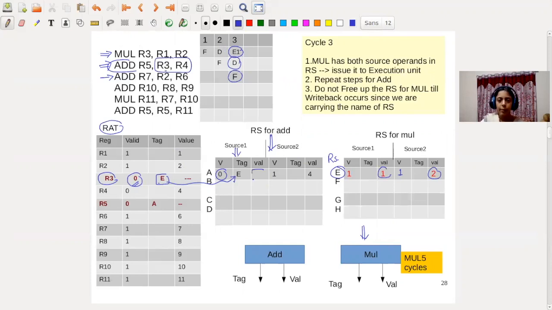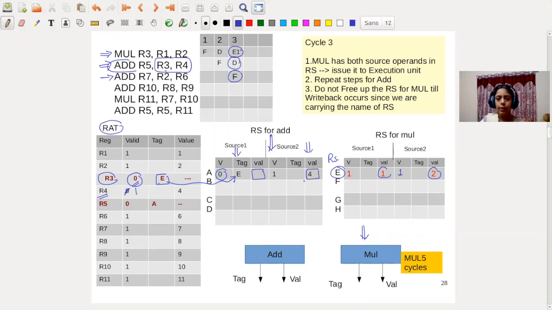And its value is not updated because it is not computed. The source 2 is R4. Now R4 is again checked in the RAT. It has a valid value here. This should have been 1 here. And the valid value is now updated in the reservation station.